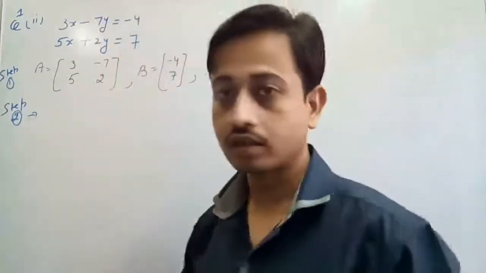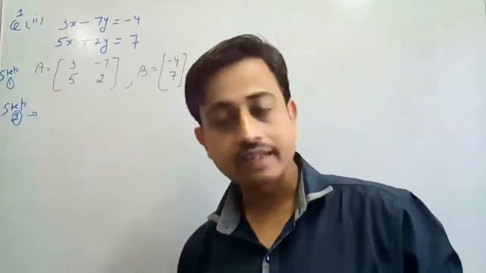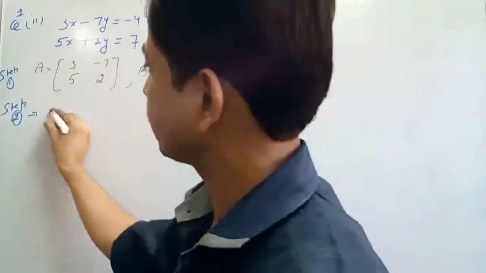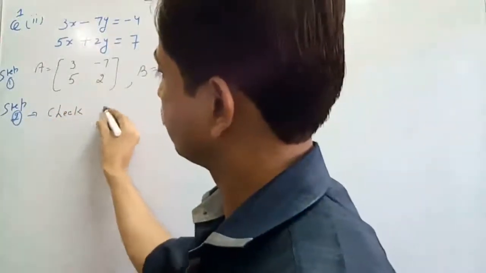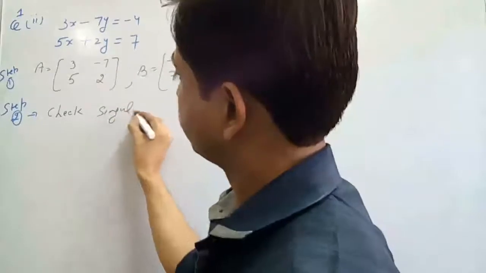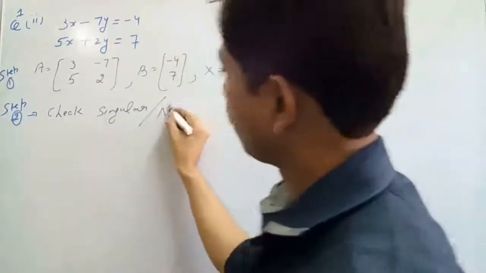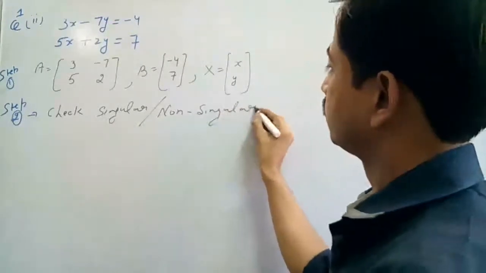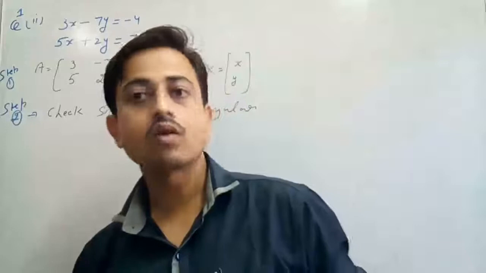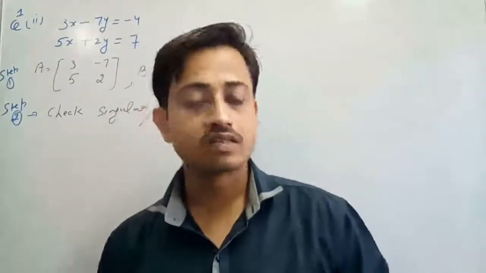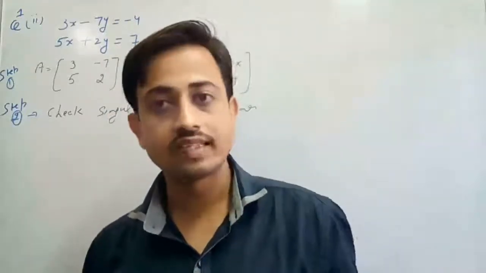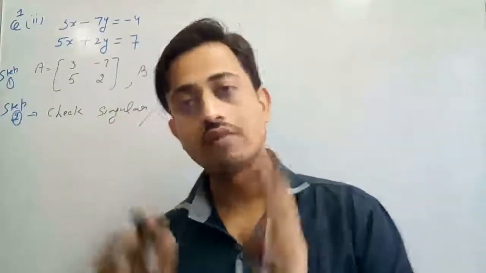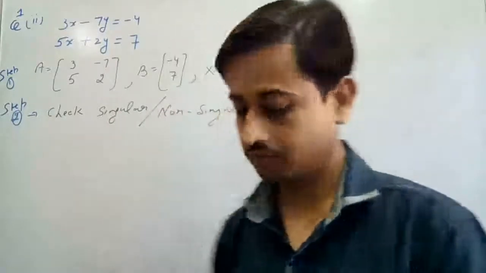Step 2 is what? You have to check whether your matrix is singular or non-singular. You know how we can check singular and non-singular? If the matrix determinant is 0, then it will be a singular matrix. Otherwise, it is a non-singular matrix. So the second step is, you have to find out the determinant first.